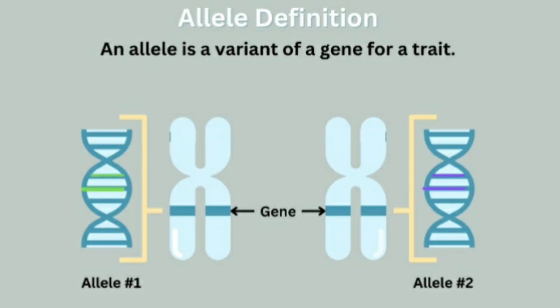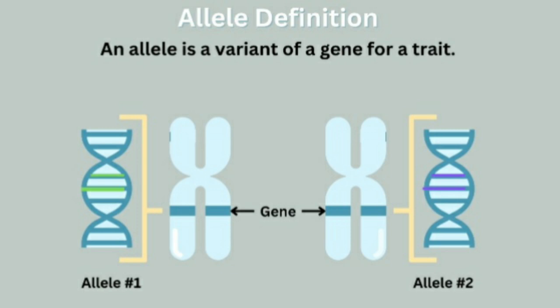Alleles are different forms of a gene. For example, a gene for flower color may have a dominant allele for purple flowers and a recessive allele for white flowers. An organism with two dominant alleles or one dominant and one recessive allele will have purple flowers, while only an organism with two recessive alleles will have white flowers.